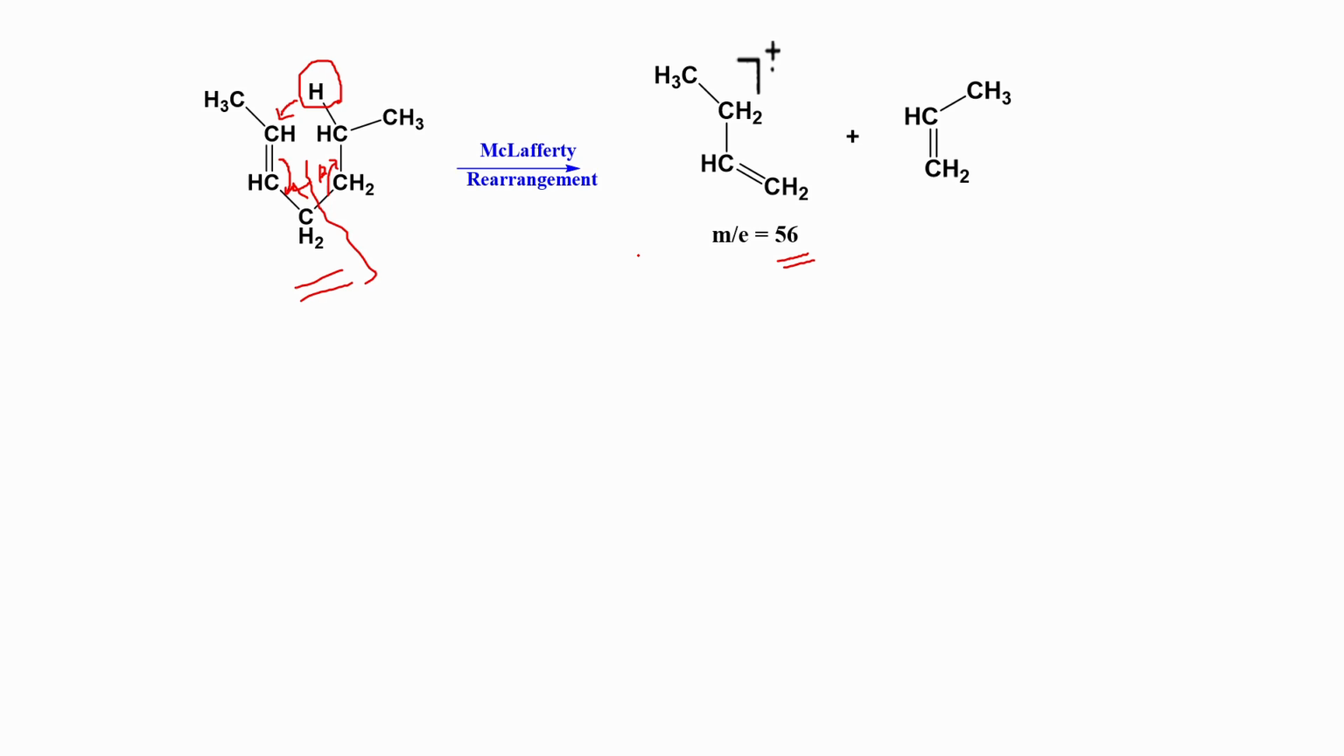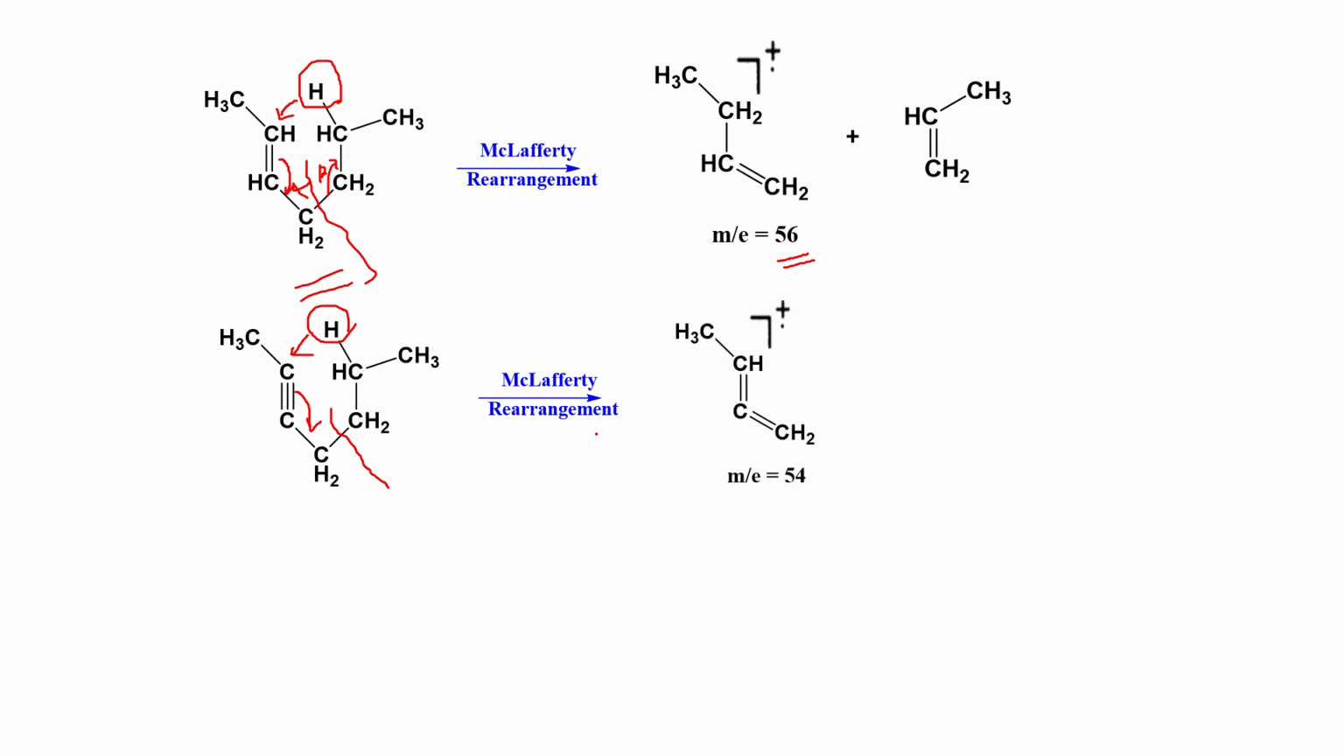Then we can take an example of an alkyne. Here also it is the gamma hydrogen atom. It gets abstracted by this unsaturated carbon atom, and the pi bond is shifted in between this carbon atom. Also this beta bond gets cleaved, eliminating a molecule of propene. Along with the formation of the McLafferty rearranged ion, in this case you can see the m/e value is 54. It is produced along with the neutral molecule propene.